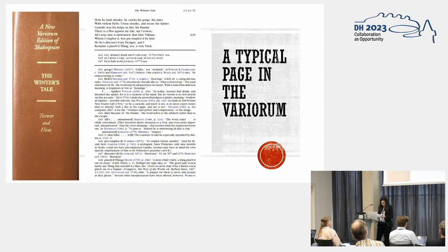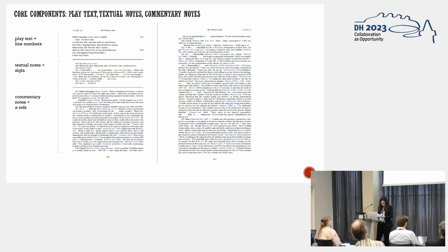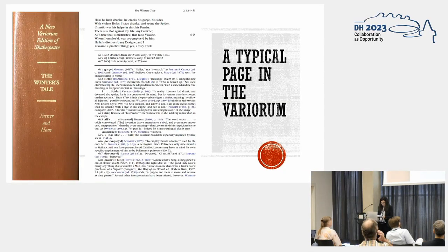So this is a typical page in a physical variorum volume. This is another view, and it includes three sections. The very top section is the play text, the middle section are the textual notes, and the last section that continues on to the next page are the commentary notes. And after these sections come the bibliography, appendix, and index, not pictured here. So as you can see, it's all quite detailed.